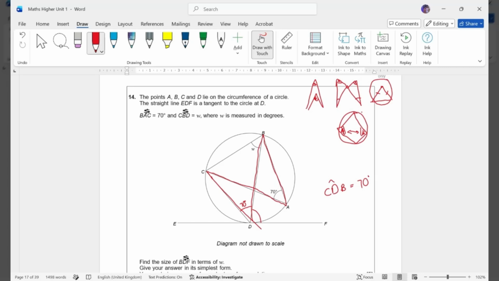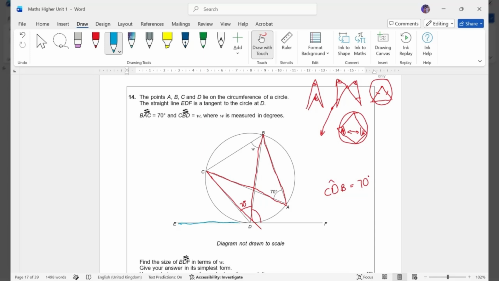Yeah, I can see that because of this rule, using that rule there. Right? Okay, this is the dodgy rule. I'm going to go a different color. Which angle are they asking me for here? Oh, in terms of W. Right, okay. Here's the dodgy rule.